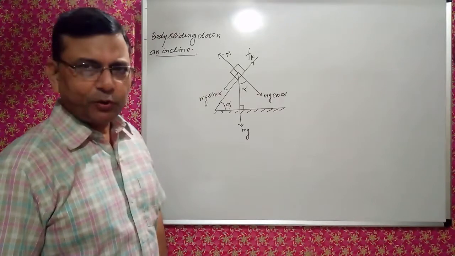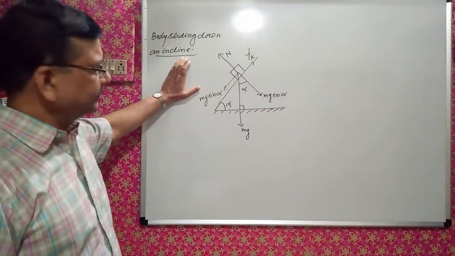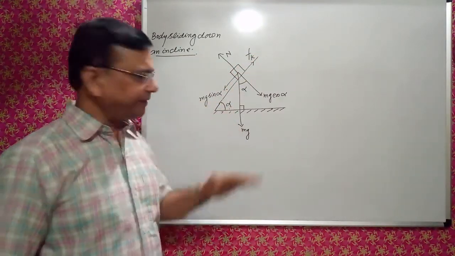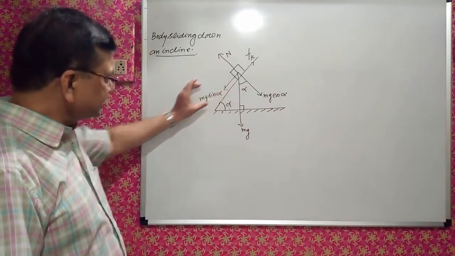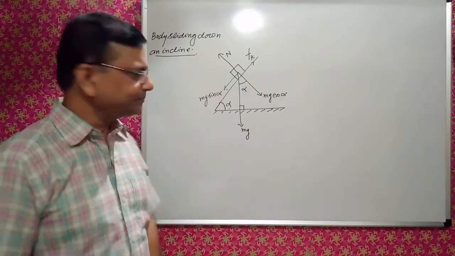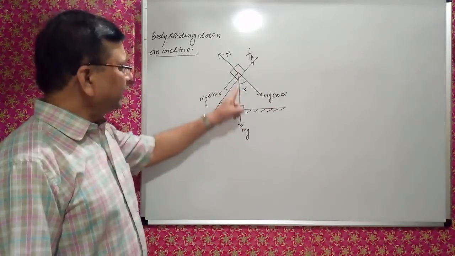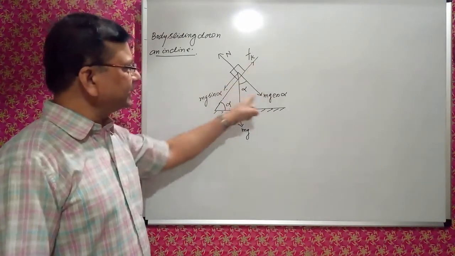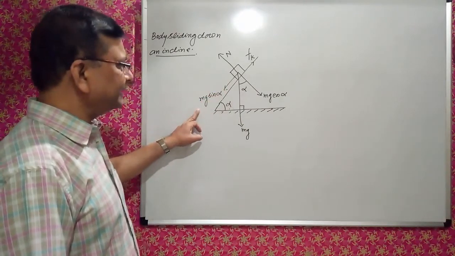Now we will take another important problem: a body sliding down an incline. There is an inclined plane which is making an angle alpha with the horizontal surface. When the body is sliding down, what will be its acceleration? That we have to find. Now you see, the weight acts downward, and the component of this weight perpendicular to this incline is mg cos alpha, because this angle is alpha. mg sin alpha is acting in this direction.